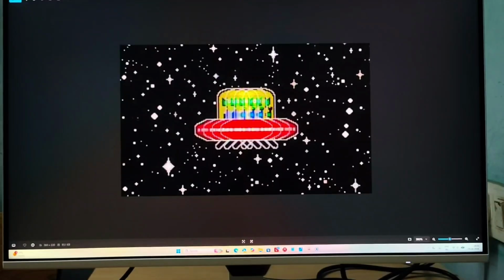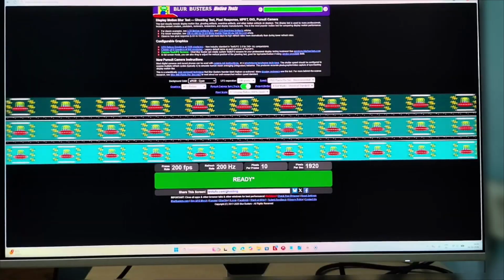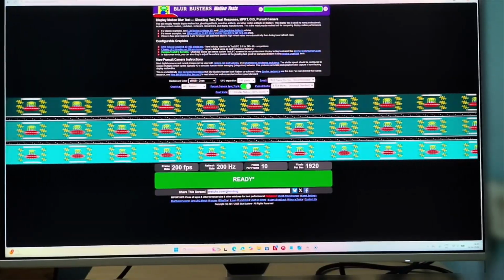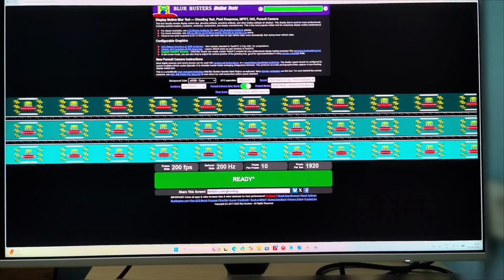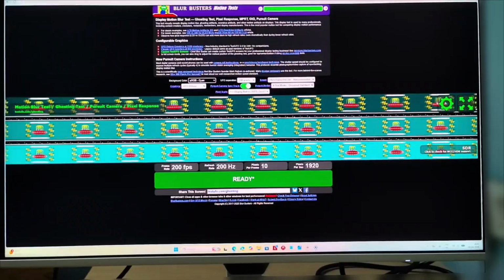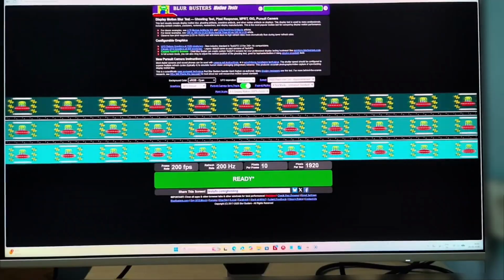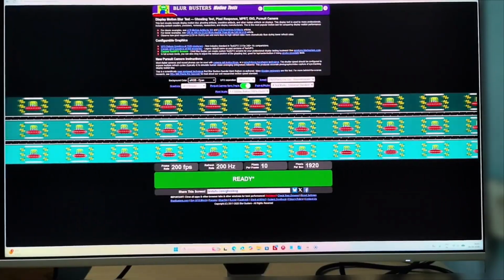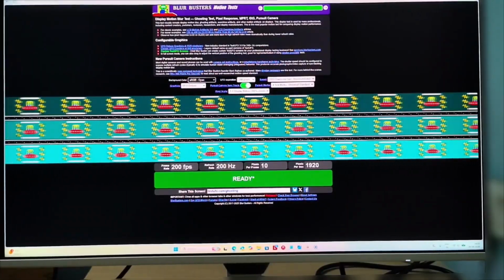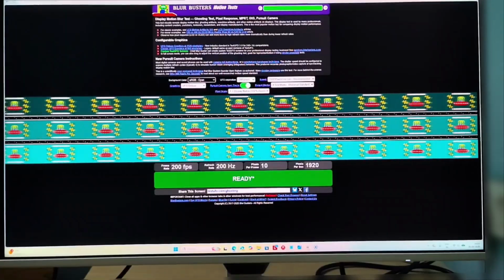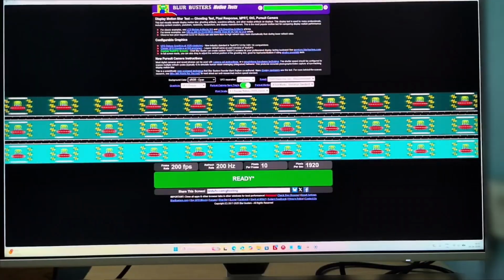You might be wondering: if this is a 200 hertz monitor, why isn't everything perfectly sharp? Well, high refresh rates definitely reduce blur, but it's not perfect. At 60 hertz, this motion might look very blurry, because the frame updates every 16.7 milliseconds. At 144 hertz, it gets a bit better, and it's even better at 200 hertz.